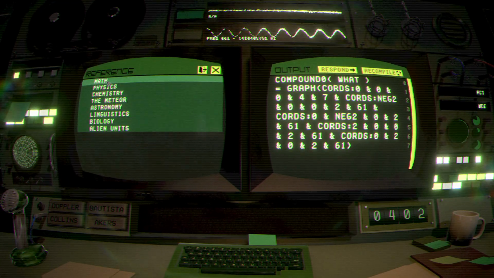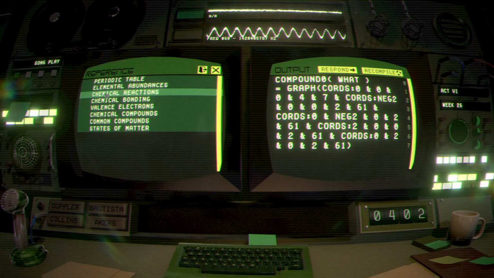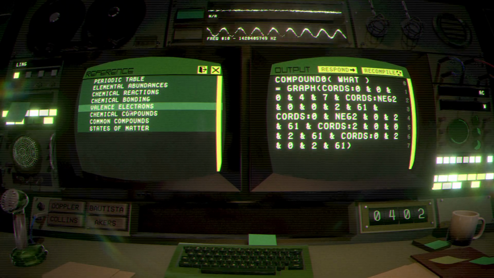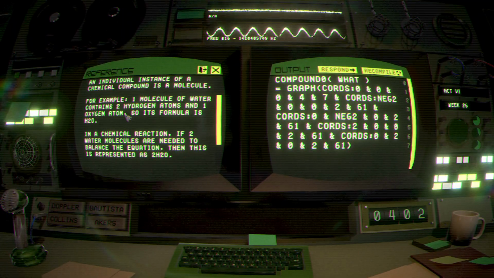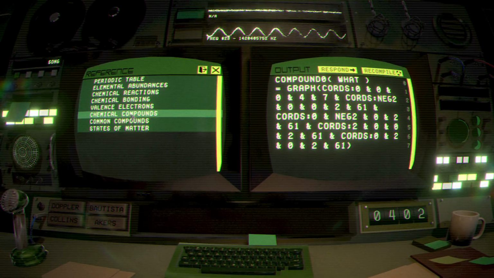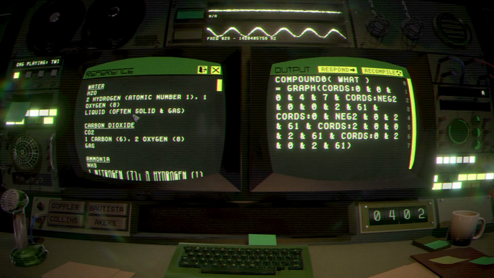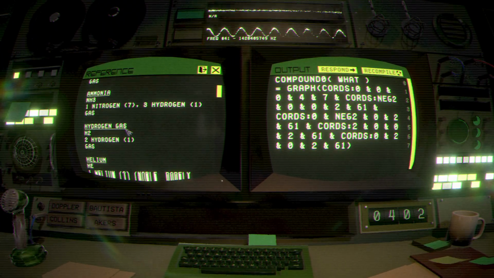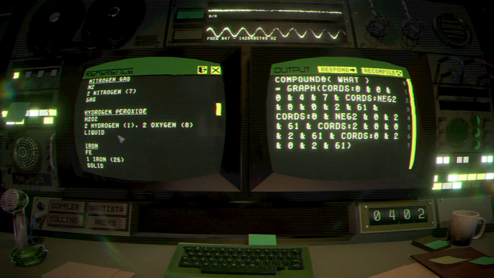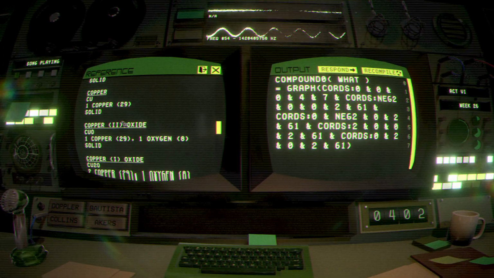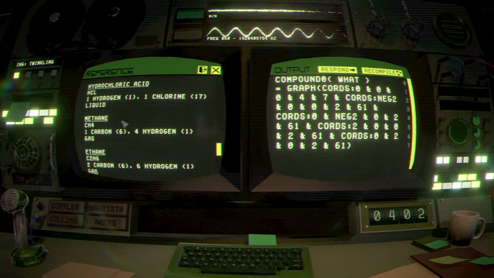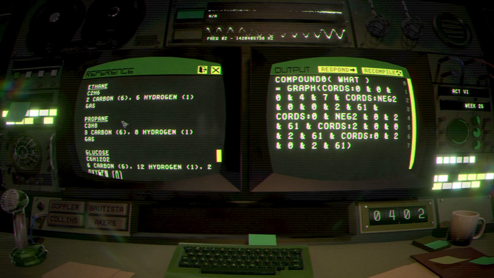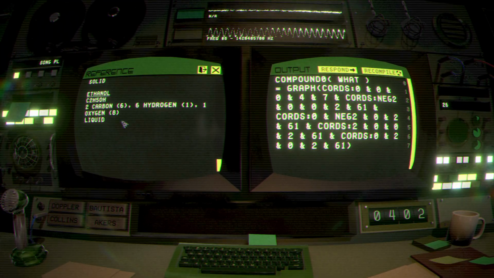Okay, now let's look at the reference. Chemistry. Bonding. No. Compounds. No. Common compounds. This is 1 carbon, 4 hydrogen. Is that what this is? Because the carbon is 6. Sure.